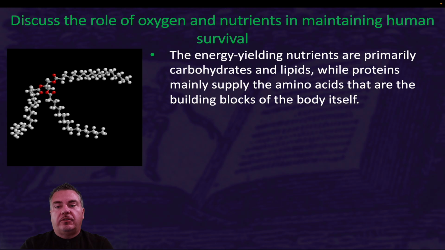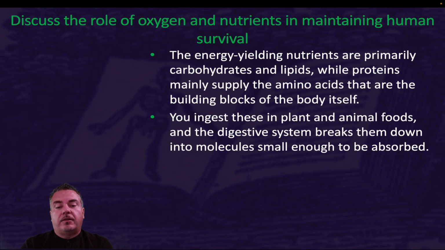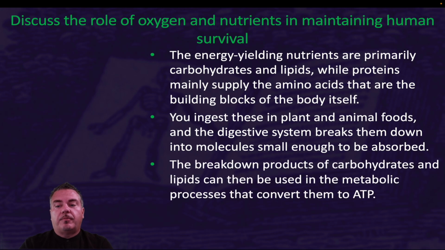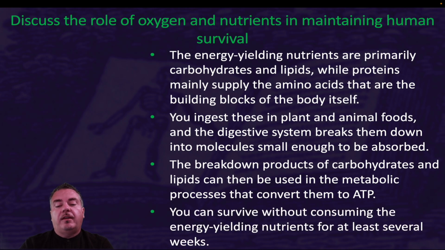The energy-yielding nutrients are primarily carbohydrates and lipids, while proteins mainly supply the amino acids that are the building blocks of the body itself. You ingest these in plant and animal foods, and the digestive system breaks them down into molecules small enough to be absorbed. The breakdown products of carbohydrates and lipids can then be used in the metabolic processes that convert them to ATP. You can survive without consuming the energy-yielding nutrients for at least several weeks.